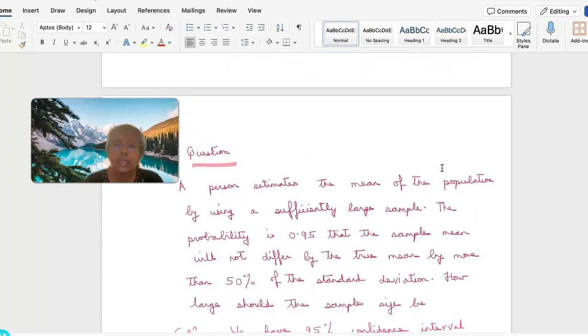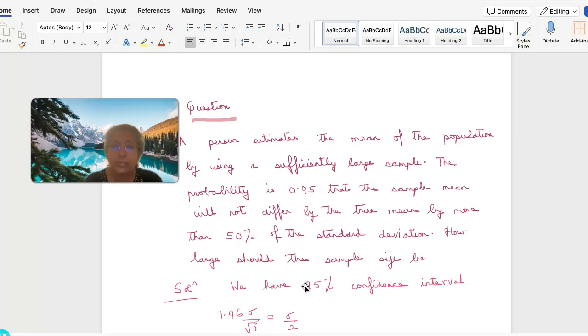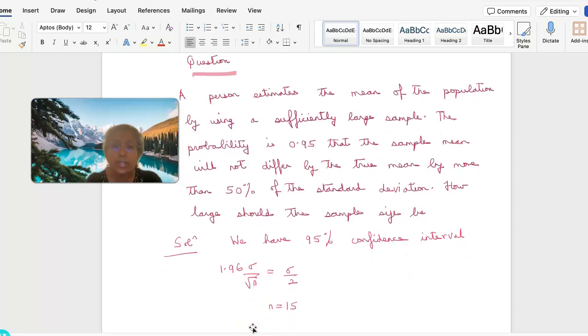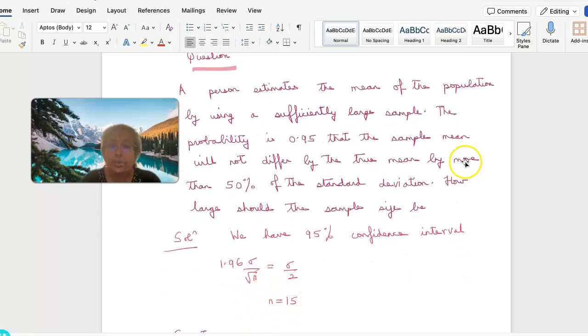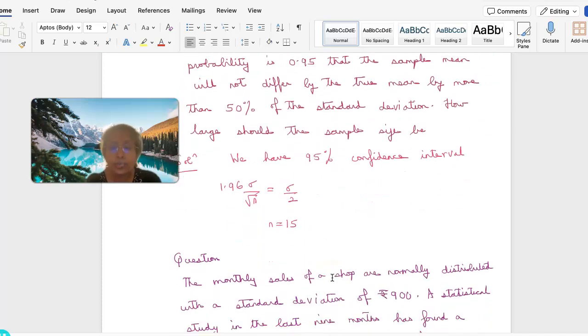Coming to the next question. A person estimates the mean of the population by using a sufficiently large sample. The probability is 0.95 that the sample mean will not differ from the true mean by more than 50% of the standard deviation. How large should the sample size be? So we have the 95% confidence interval. So what do we have? 1.96 sigma by root n becomes sigma by 2, because the sample mean should not differ from the true mean by more than 50% of the standard deviation. This is the error term. So simplifying, you get n equal to 15. The sigma gets cancelled and n equal to 15.